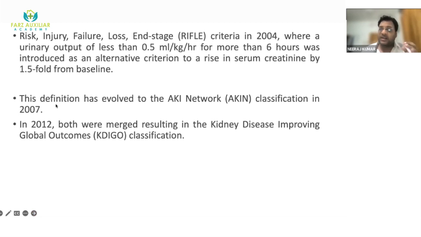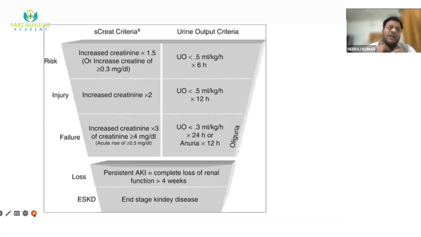But in 2012, the KDIGO classification came into practice, in which kidney disease improving global outcome was the classification. In the RIFLE criteria, they have divided it into R, I, F, L, and E. So what is R? It is based on urine output, so it should always be a 6 hour duration, 12 hour duration for determining injury, and more than 12 hour duration with anuria, and more than 24 hours duration with urine output of less than 0.3.